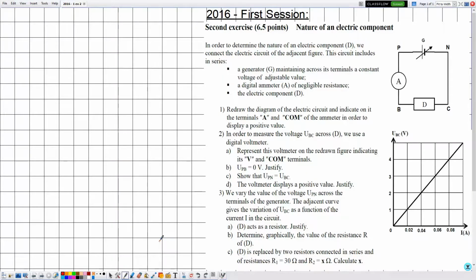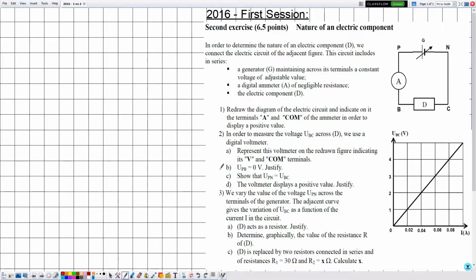Okay, hello everyone, in a new video. In this one we are going to solve an exercise related to electricity in the chapters of DC voltage and resistors. This exercise was in previous exams, 2016 first session, second exercise. The title of this exercise is Nature of an Electric Component.